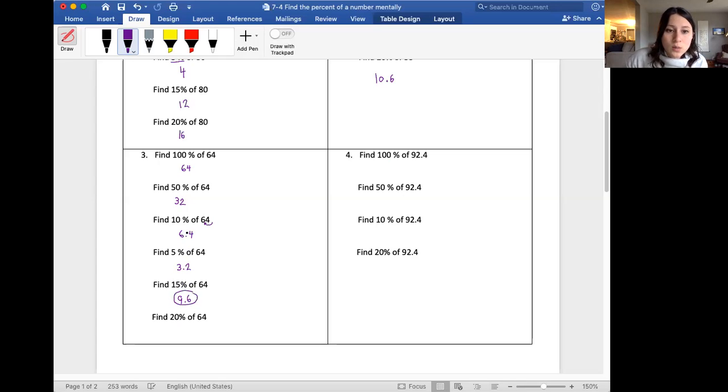And then 20%, well, that's double what 10% is. So 4 times 2 is 8, 6 times 2 is 12. So it's 12.8, and that's 20%. Okay, I think you can figure out number 4 on your own.